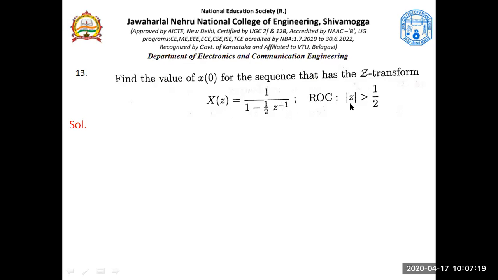So the ROC says it is magnitude of z greater than half. That means it is outside the circle with radius half. Now, seeing this ROC, can you tell me in your chat window, those who have understood, whether the signal x of n is right-sided or left-sided? Can you give me the answers in the chat window?